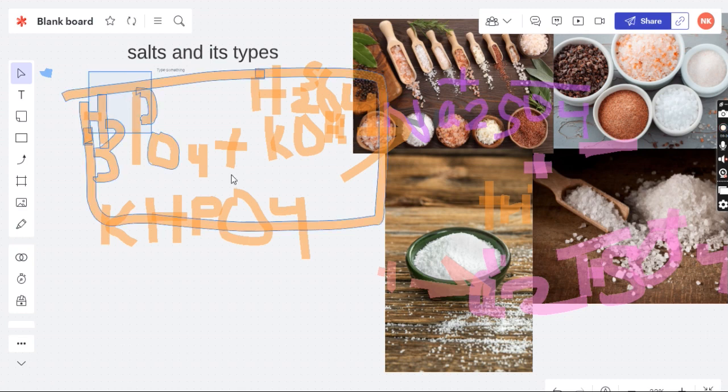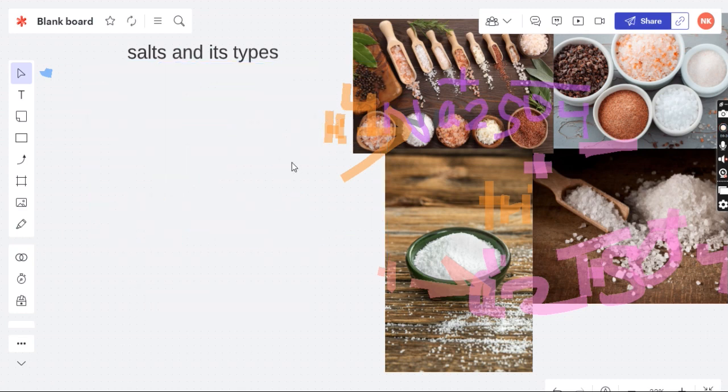Now in the next video we're going to discuss the types of basic salt. So this is the acidic salt, then basic, then we have double salt, and then complex salt. So these are the types of salt.